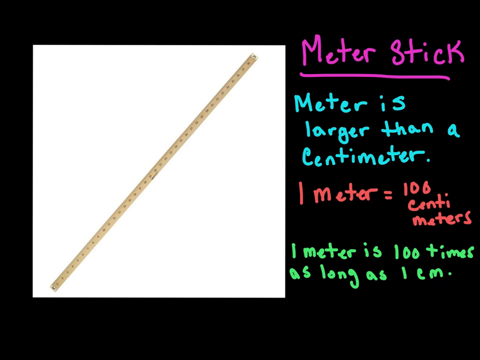This is a meter stick. A meter is larger than a centimeter. When we talk about 1 meter, it's always equal to 100 centimeters. So the unit of a meter is always bigger than the unit of centimeters. 1 meter is 100 times as long as 1 centimeter.